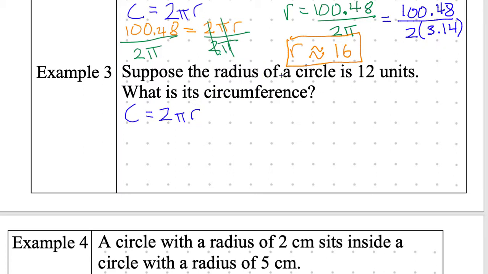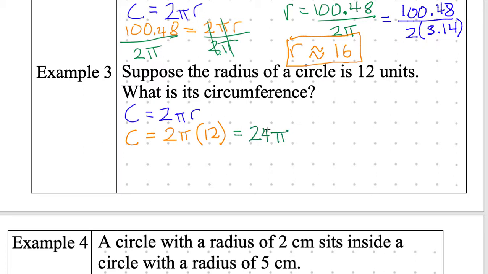So from there, I'm just plugging in. The radius is 12, so this r is now going to become 12. So I have c is equal to 2 pi times 12. I'm going to reduce this now. This is now equal to 12 times 2 is 24, so 24 pi.